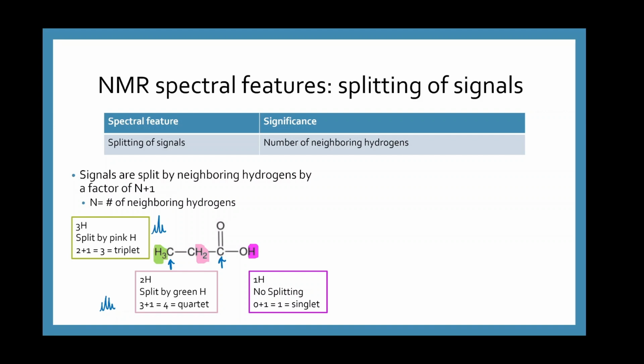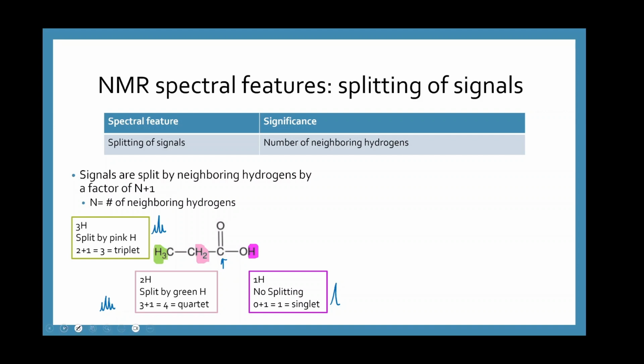All right, so that's the CH2 group. Now, if we look at the OH group, that's bonded to this oxygen. The oxygen has 1 neighboring atom, which is this carbon. That carbon does not have any hydrogens bonded to it. It's not bonded to any. So there are 0 neighboring hydrogens. So this OH group has no splitting. 0 plus 1 equals 1. So this will just look like a single peak.